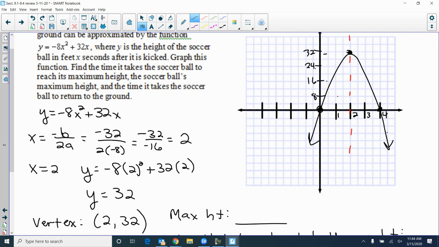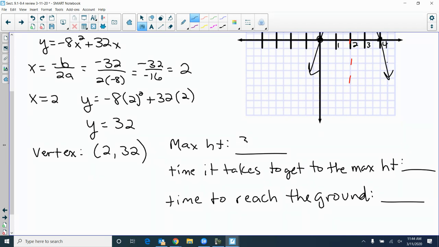All right, what is the maximum height that hits? 32. Maximum height that hits is 32. Mia, how long does it take to get there? 2 seconds. And even from that, you don't need to graph it. If it takes 2 seconds to get to the highest point, it's going to take another 2 to get down. So for a total of 4 seconds. 4 seconds to reach the ground.